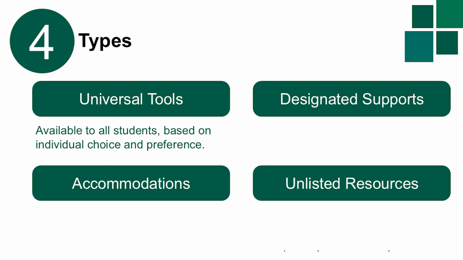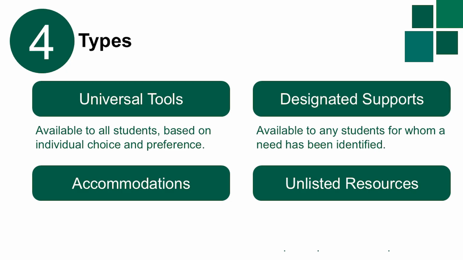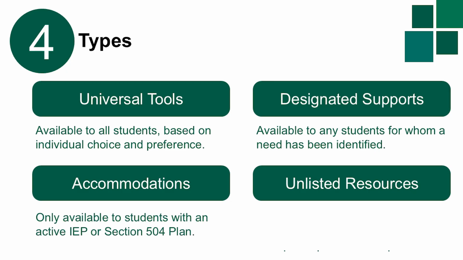Next are the designated supports. They are available to any student for whom a need has been identified by an educator or team of educators who is familiar with the student's instructional needs. No Individualized Education Program, or IEP, or Section 504 plan needed. Examples include Read Aloud and Print on Demand. The next level are accommodations. They are only available to students with an active IEP or Section 504 plan. Also, the accommodation must be written into the IEP or 504 plan and is currently being used as an instructional resource in the classroom.